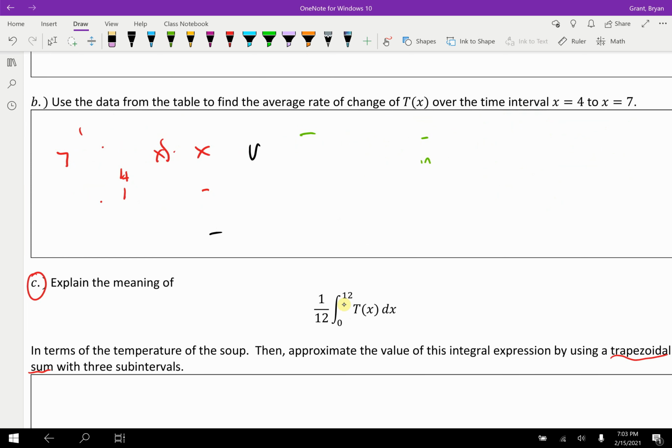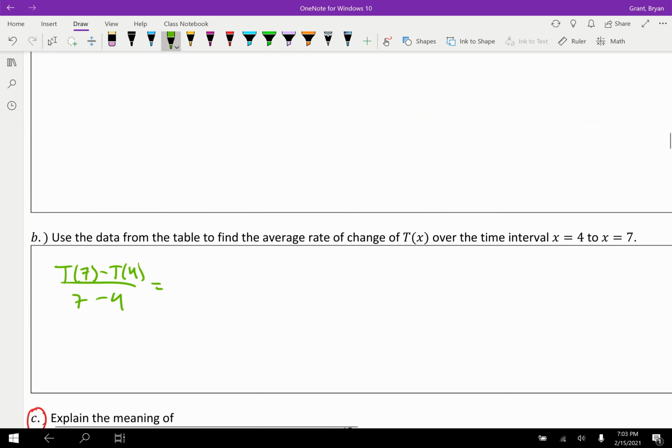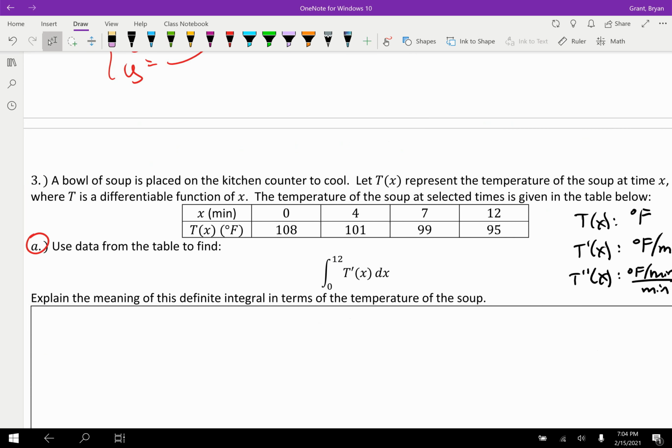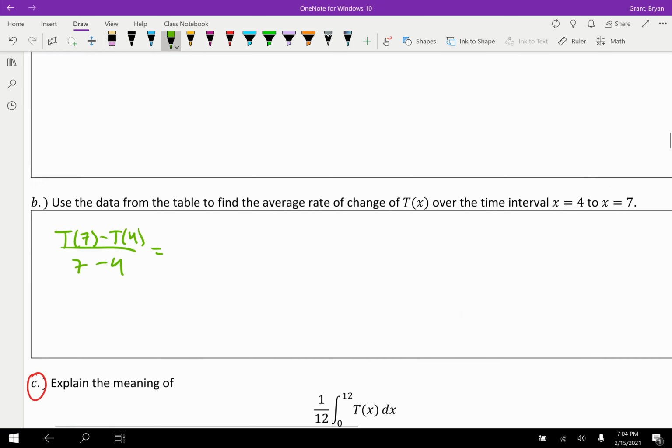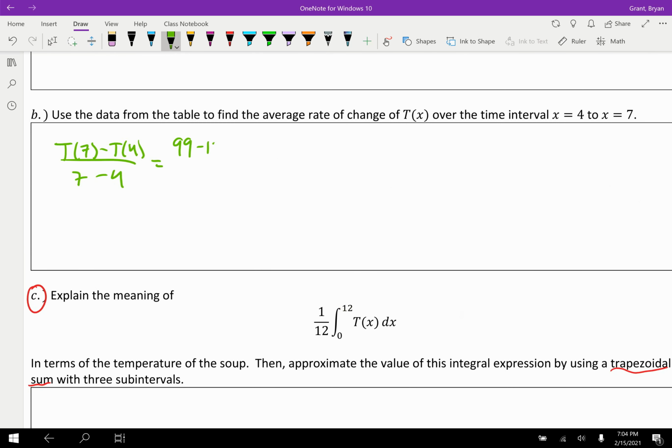Though I think the math becomes somewhat trivial, right? The point of this isn't an algebra class, it's a calculus class, and we just talked about the calculus part. Average rate of change. Okay. T of 7 minus T of 4 divided by 7 minus 4. And we jump up here. T of 7 is 99 minus 101. 99 minus 101 divided by 7 minus 4. I hope I can do this math.